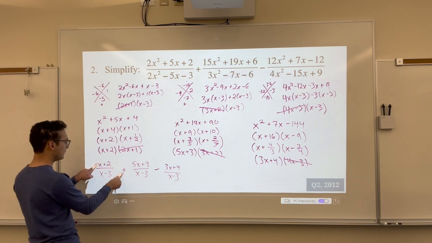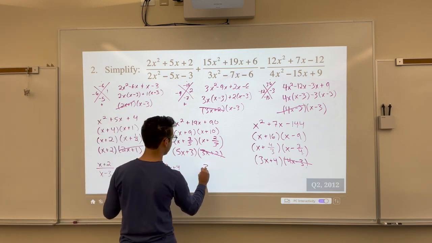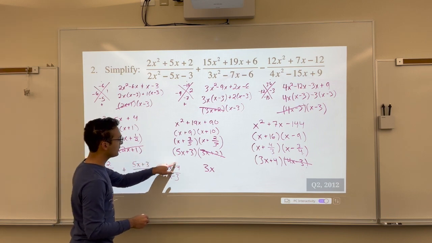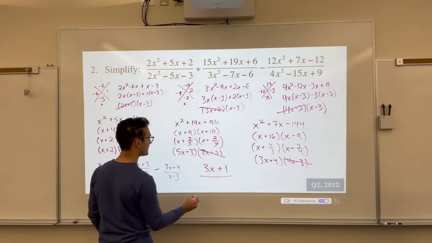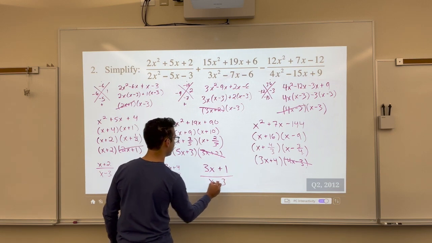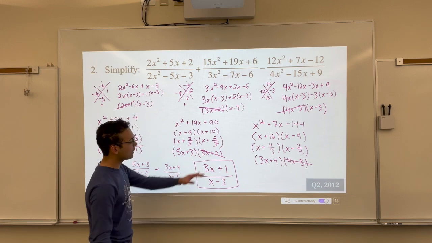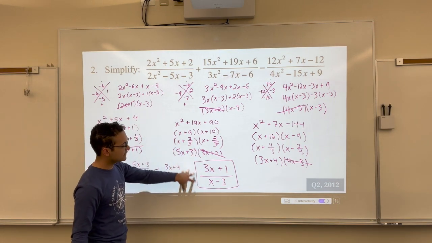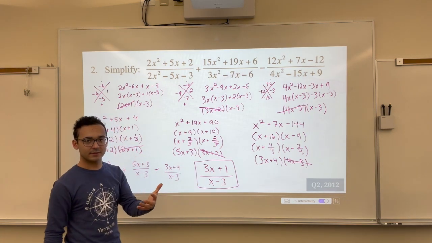So x plus 5x minus 3x is 3x. 2 plus 3 minus 4 is 1. And then the denominator will stay the same as x minus 3. And that is our final answer. Right, the numerator and the denominator, they don't share any common factors. So this is in simplest form. It's one fraction, and it doesn't have any parentheses.